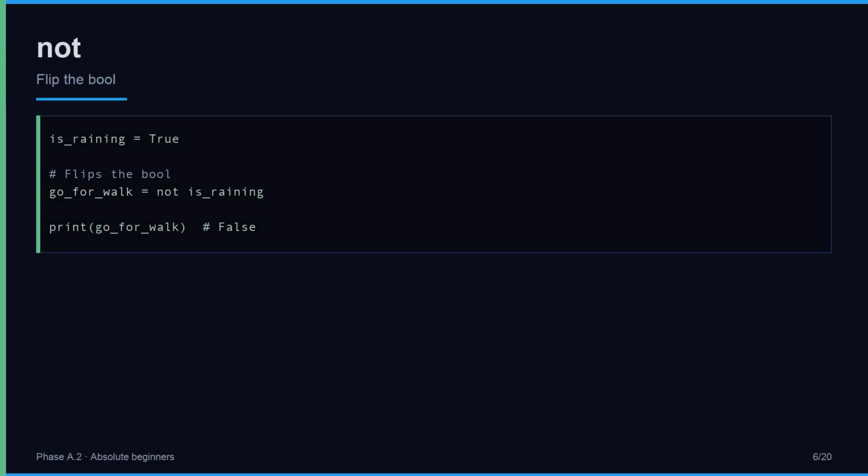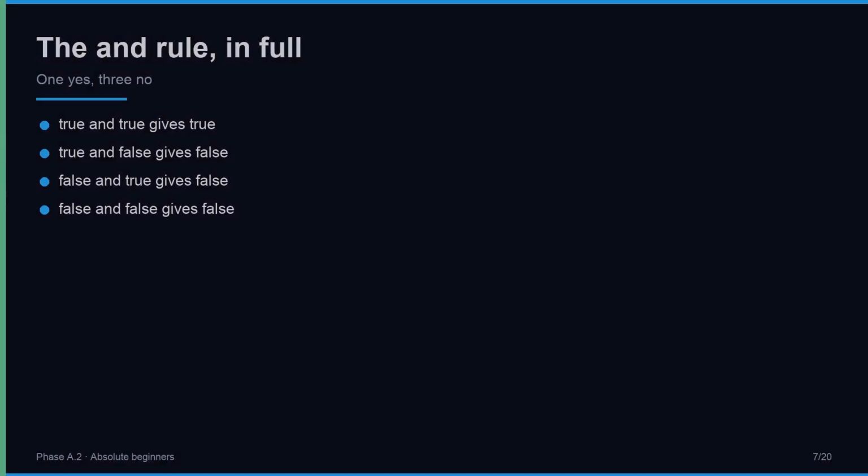The third word is not. Not does only one thing. It flips a bool. If something is true, not makes it false. If it is false, not makes it true. Here is_raining is true, so not is_raining becomes false, meaning we do not go for a walk. Not is useful when it is easier to describe what you do not want. Instead of listing the good cases, you name the bad one and flip it. Not flips it.